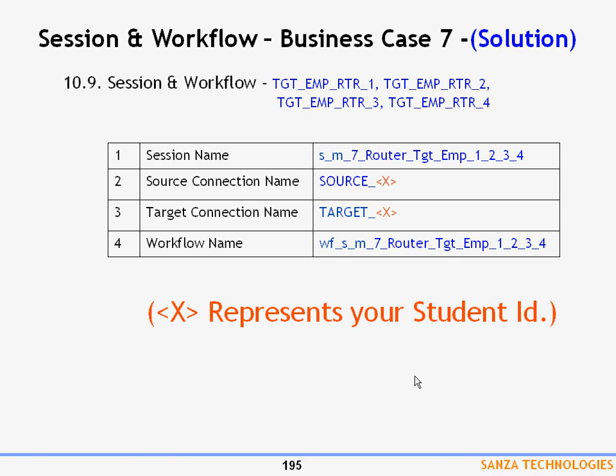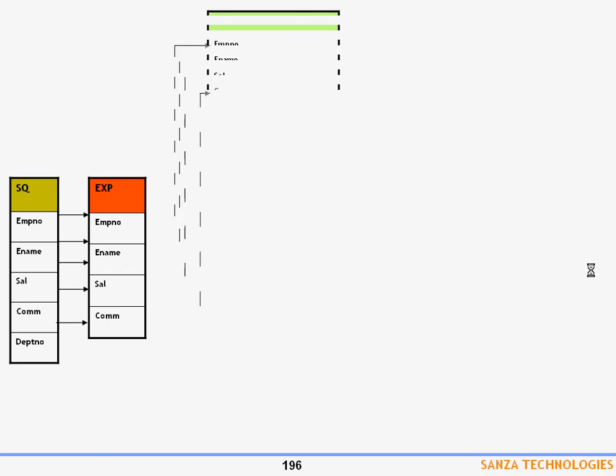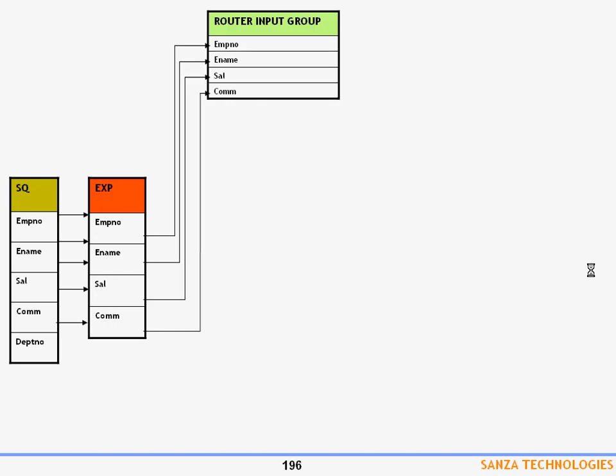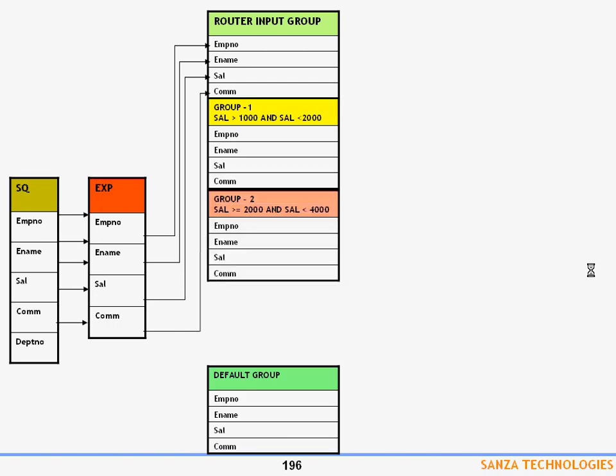You have a source qualifier, you have an expression transformation, you have a router with an input group. As soon as you create one user-defined group condition, it automatically creates a default group. Then group 2, a user-defined group, and group 3, a user-defined group. You put it into 4 target tables.